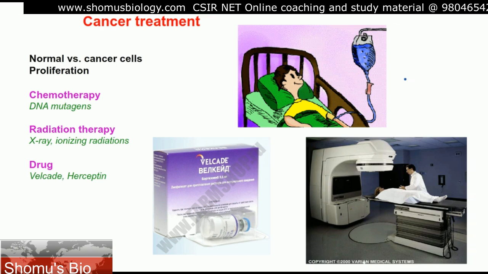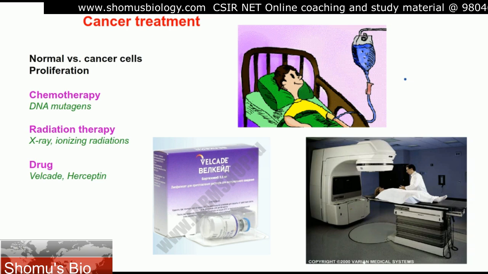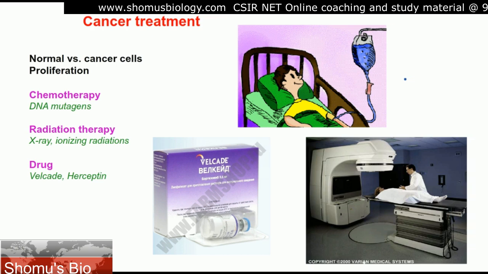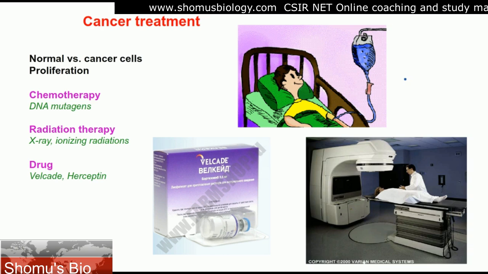First of all, we will talk about the different types of cancer treatment, and then we'll talk in detail about drug treatment. There are three types of cancer treatment: chemotherapy, radiation therapy, and drug therapy. Chemotherapy involves DNA mutagens. Radiation therapy means ionizing radiation or X-ray. And drugs like Velcade and Herceptin are involved. Okay. So now the question is, what is the difference between chemotherapy and drug therapy?